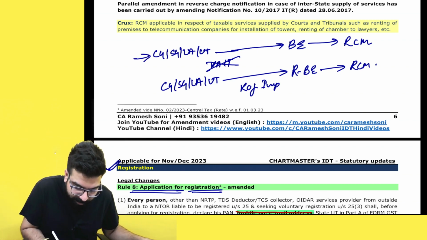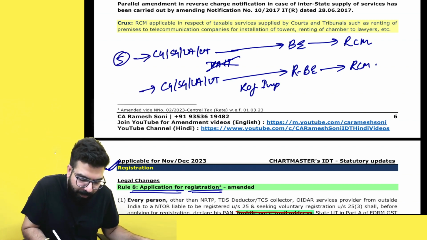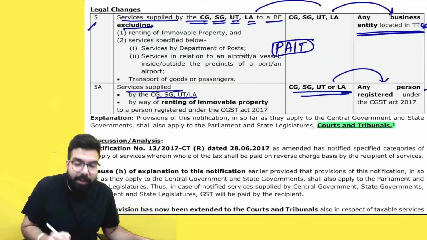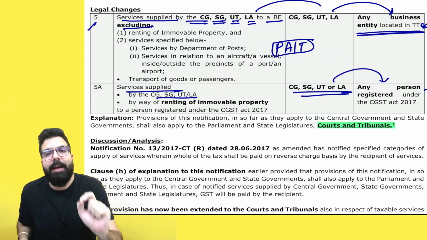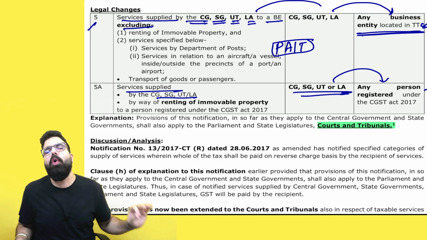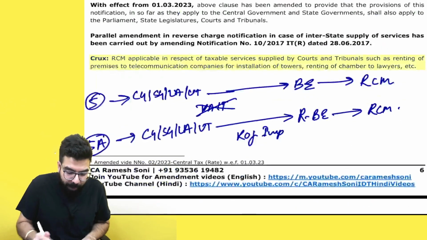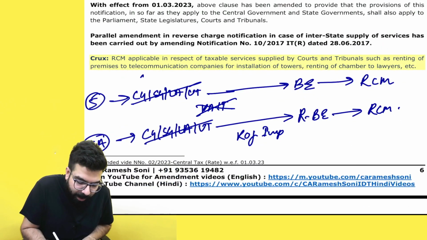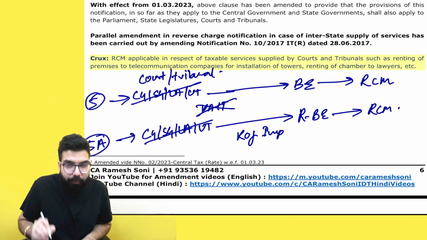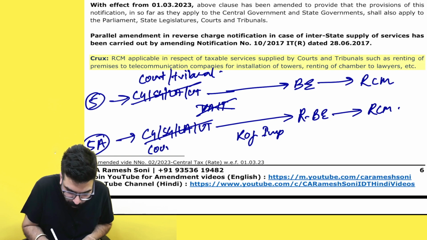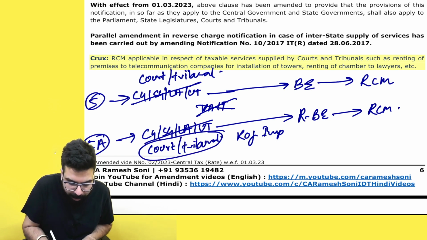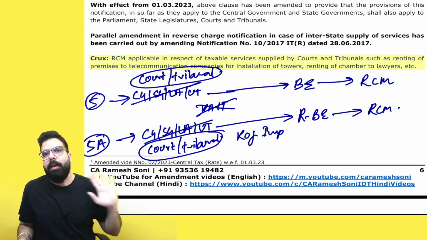Yes, sir, these two reverse charge mechanisms we recall. This was entry number 5 and this was entry number 5A, which you had told. Okay. Now, listen to me very carefully. This amendment, this reverse charge entry has now been extended to court or tribunal also. So, instead of government, what you can write over here is court or tribunal. Here also you can write court or tribunal. That's all. They have added this word in the explanation to the amendment notification.